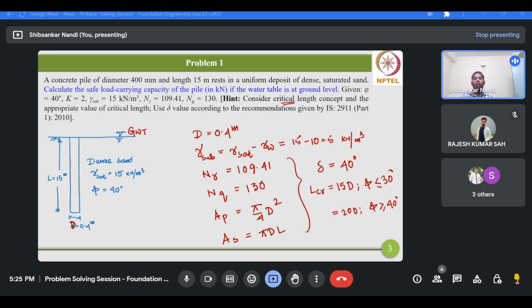In between these two phi values, 30 degree and 40 degree, you have to go for a linear interpolation. Since the phi value for the given soil is 40 degree, the L critical, the critical length or critical depth, will be 20 times D. This value will be appropriate for the given soil condition. That means it will be 20 multiplied by 0.4, that is 8 meter. In this way we can calculate the critical length of the given pile.